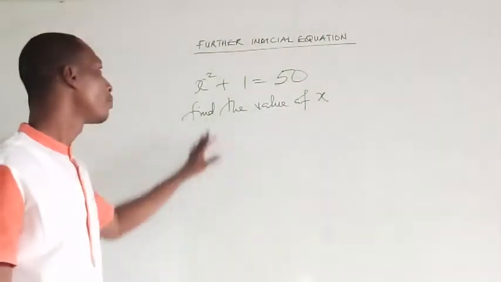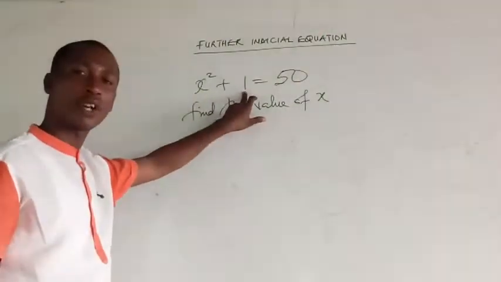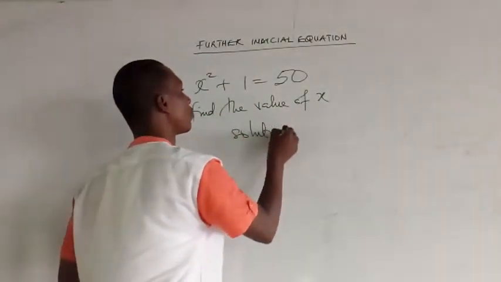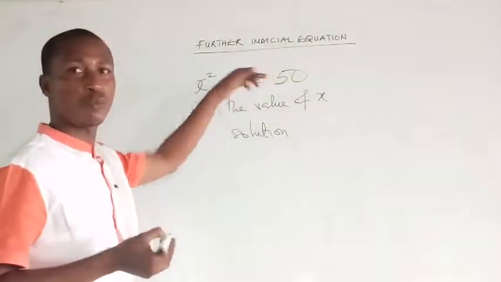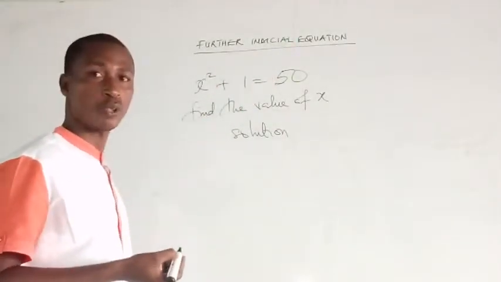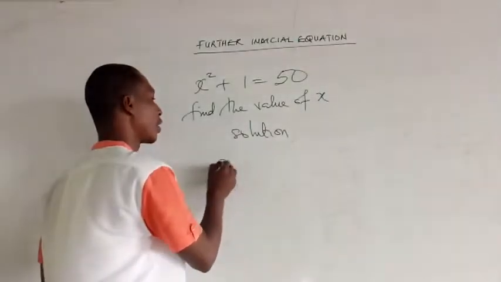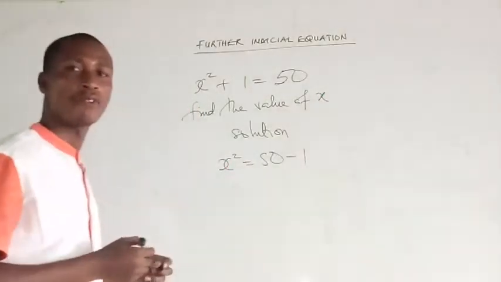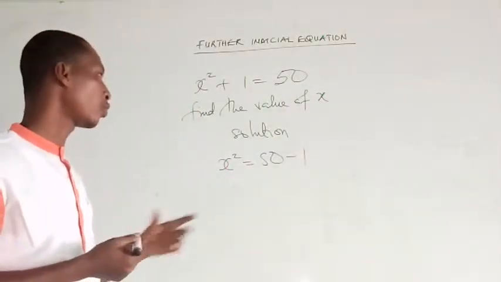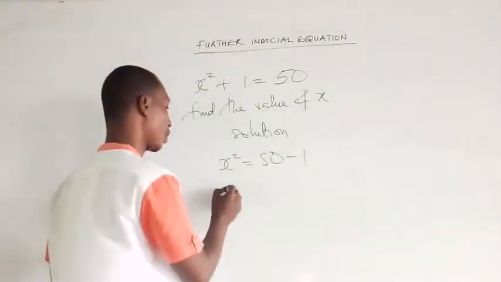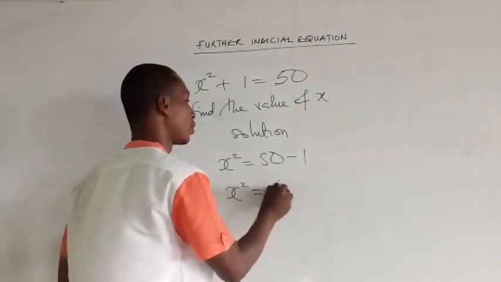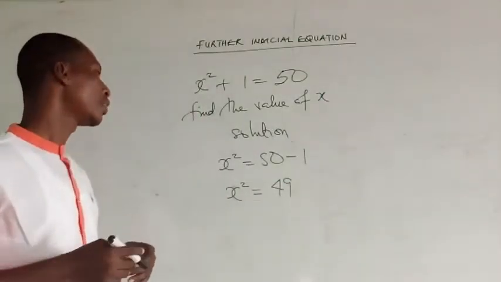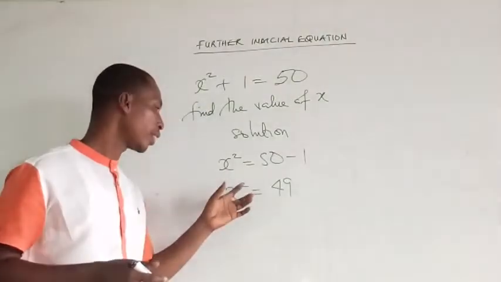What will I do? First thing to do is you have to let the constant cross the equal sign. So this is the constant. Assuming you are grouping like terms, you let the constants cross the equal sign. So with the constant crossing the equal sign, you're going to get x squared equals 50 minus 1. 50 minus 1 is going to give me 49. So I've got x squared is equal to 49. Good. Then how do we get x?